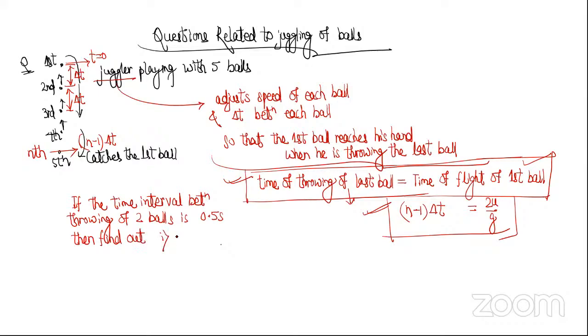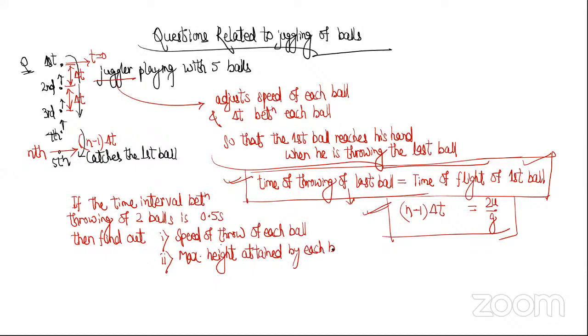first, speed of throw of each ball; second, maximum height attained by each ball. Solve करो. He is playing with 5 balls. Solve it.